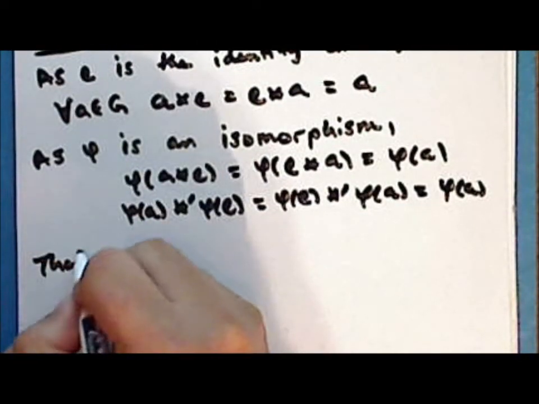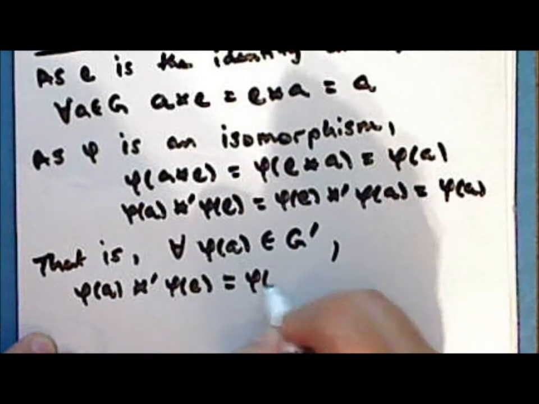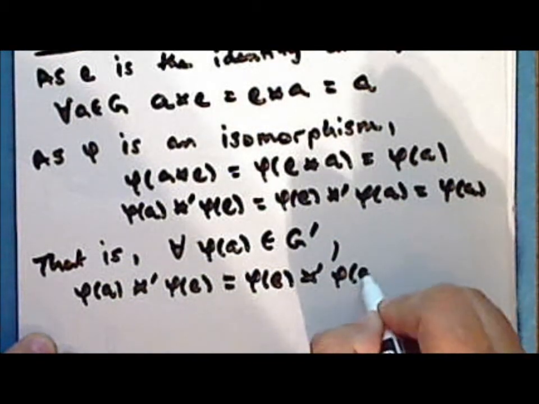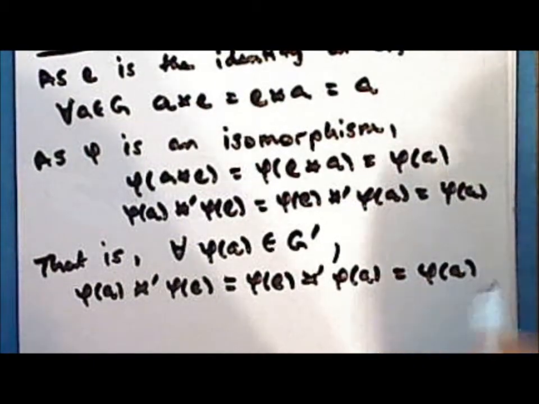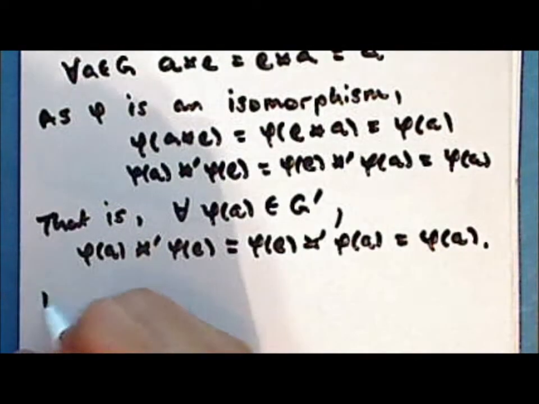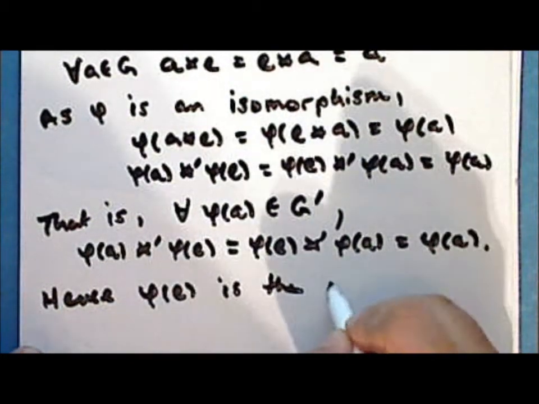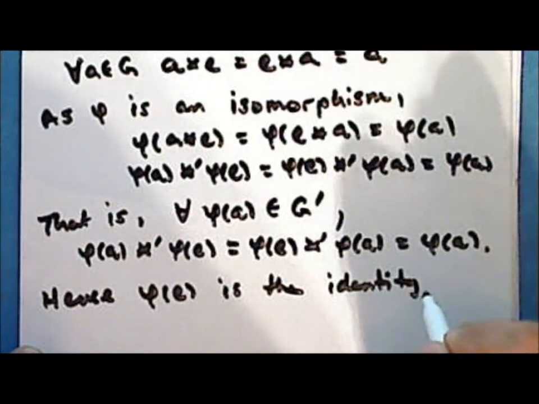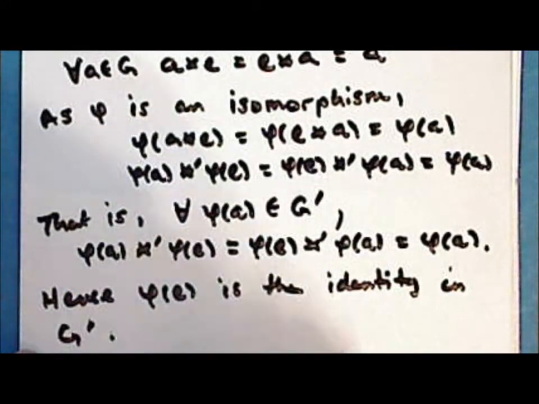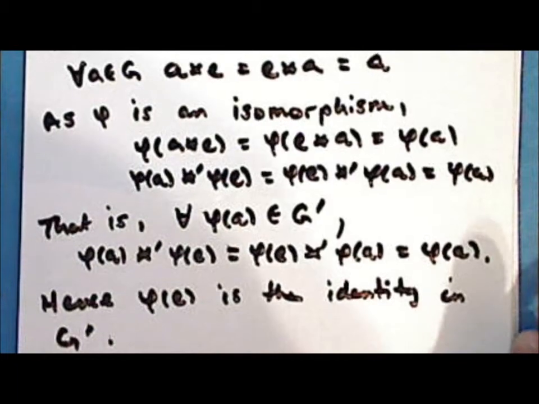That is, for every element phi of A in the group G prime, phi of A star prime phi of E is the same as phi of E star prime phi of A, which is the element phi of A. And hence, phi of E is the identity in the group G prime. And we can state the identity since we have already demonstrated that for a group, the identity element is unique.